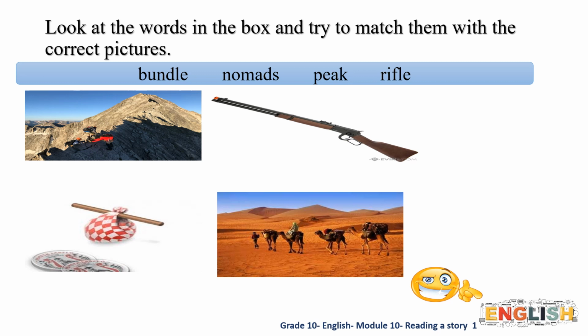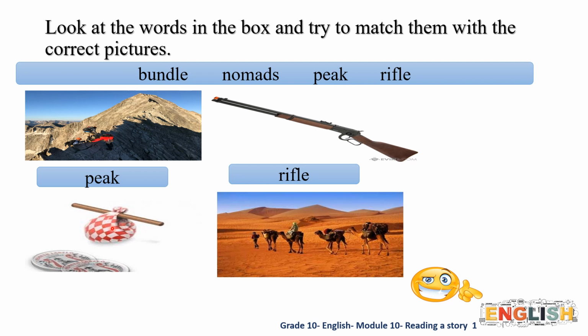Look at the first picture. What can you see? Right, it's a mountain. Okay, look here. This is the top of the mountain. What do we call it? Who can tell? Yes, right. It's peak, mountain peak. Look at the second picture. What can you see? A long gun which you carry on your shoulder. And this is called a rifle. Excellent. Let's move to picture number 3.